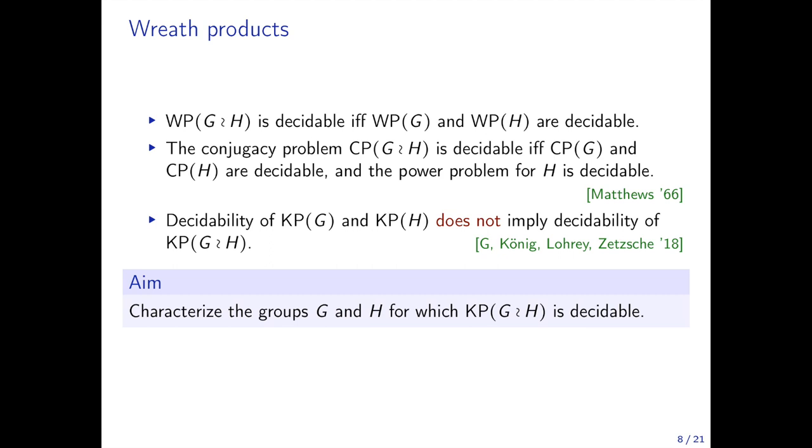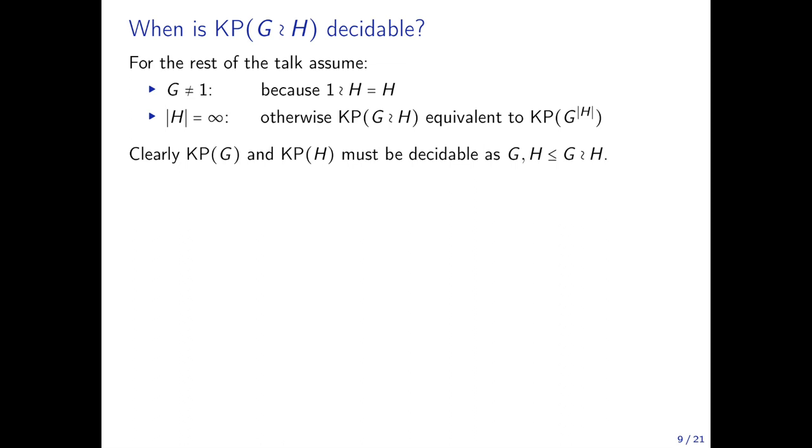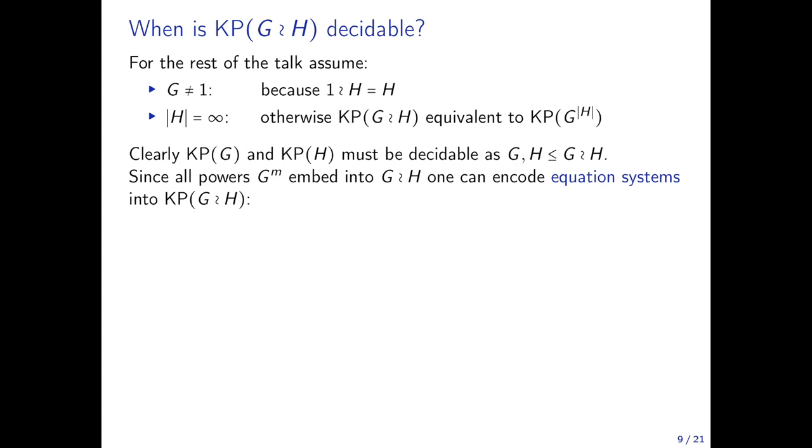The first assumption is that G is non-trivial, because otherwise the wreath product would simply be H itself. And also we can assume that the right group H is infinite, because otherwise the knapsack problem over the wreath product would be equivalent to the knapsack problem of G to the power of H. Also, we know that the knapsack problem over G and H must be decidable, since they themselves can be embedded into the wreath product. But furthermore, since we assume that H is an infinite group, we can actually embed all powers G^n for any number n into the wreath product. And this allows us to encode equation systems into the knapsack problem over G wreath H.